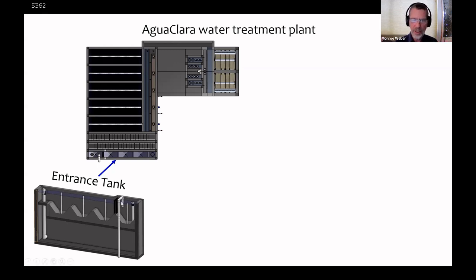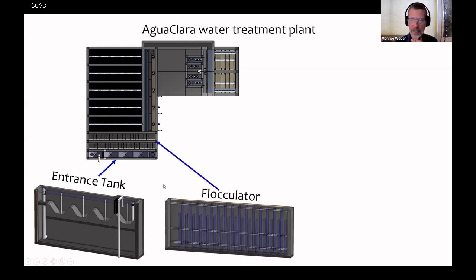The water is entering right here, flowing across the entrance tank, and then exiting through this linear flow orifice meter that we will learn about not too long from now. And then exiting down through this pipe where it then enters into the bottom of the flocculator. So here's the entrance tank, flocculator right next to it. So the next piece is the flocculator.